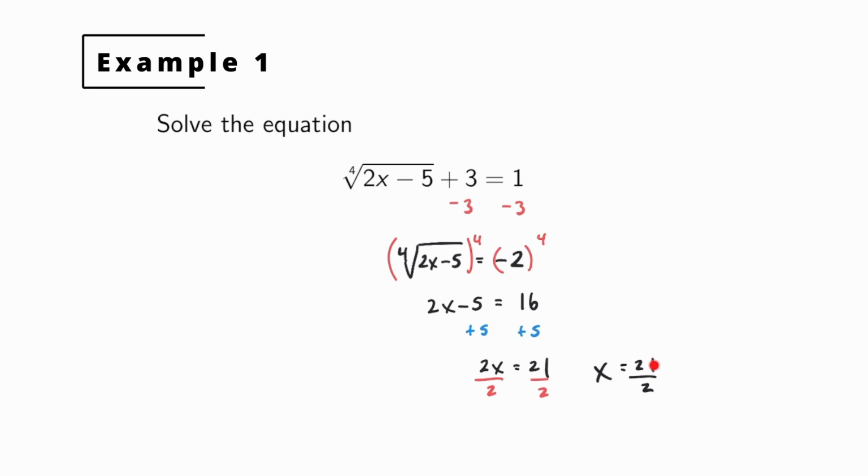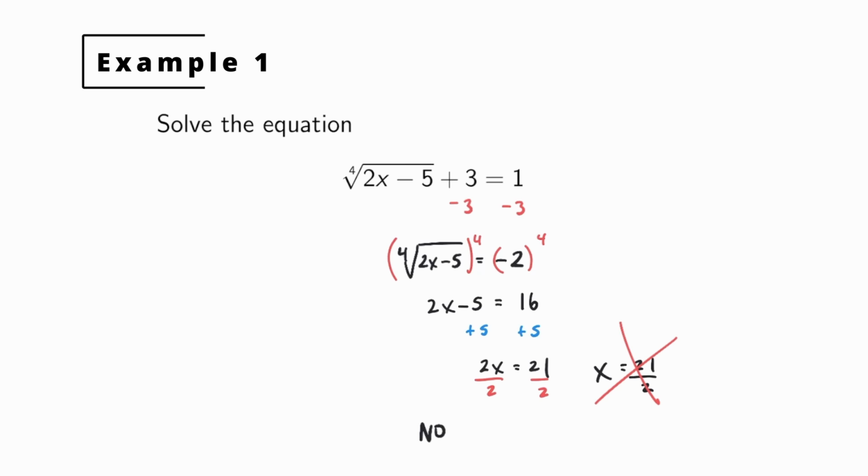If we were to plug that back into our original equation, we would have the fourth root of 2 times 21 over 2, which would be 21. So we'd have 21 minus 5 here. So when we simplified this, we would get the fourth root of 16, which is 2. We get 2 plus 3. We would actually get 5 equals 1, which is incorrect. So this was not a solution. So there is no solution to this problem.